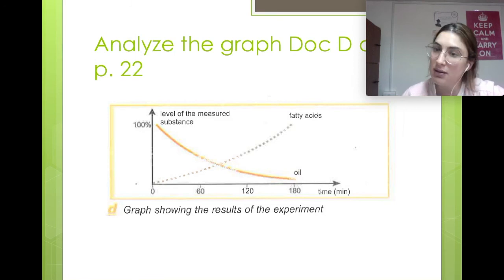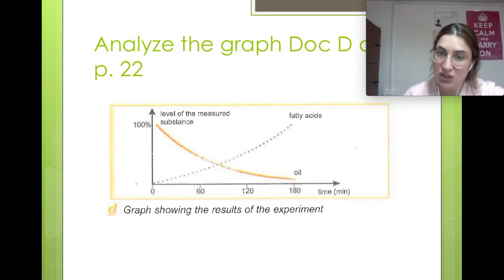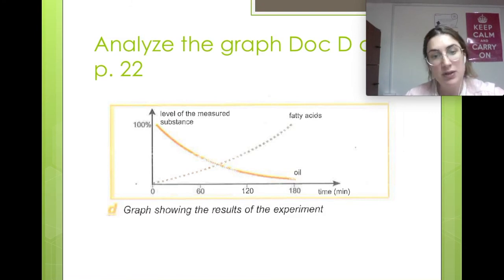So if I want to analyze this, we have a graph, and this needs a comparative analysis. Why do we need a comparative analysis in this case? We need it because we have two substances that are changing with respect to time, but they are also changing with respect to each other. So if you noticed, at time 0, the amount of fatty acids was 0. And at time 0, the amount of oil was 100%.